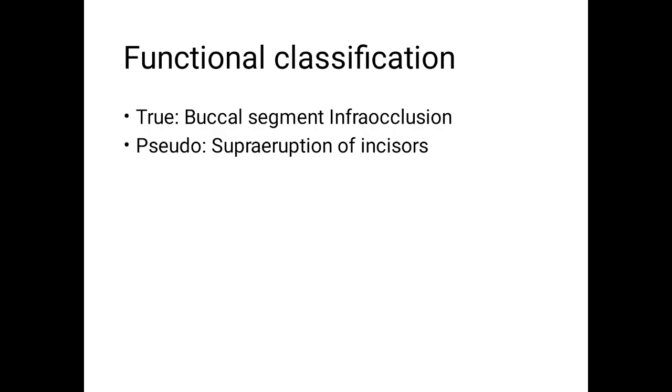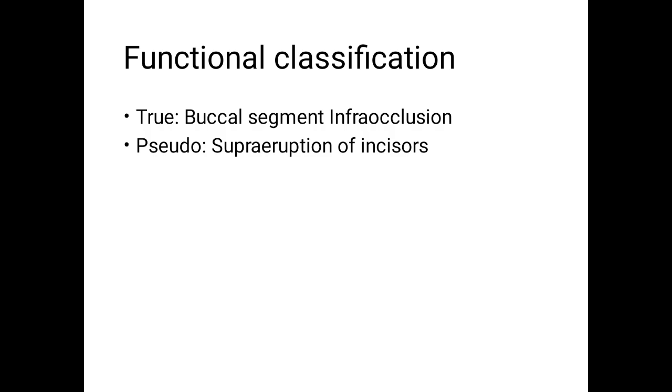We say it's true because the problem is actually coming from the posterior teeth being in infraocclusion. So the incisors are of normal height, but because of the shortening of the posteriors, they tend to overlap too much. Now that's a classical deep bite. With the classical deep bite, you'd expect to have a very big freeway space. Now with the pseudo deep bite, it seems like there is a deep bite, which you see clinically, but it's not coming from infraocclusion of the posteriors. It's resulting from supraeruption of the incisors.